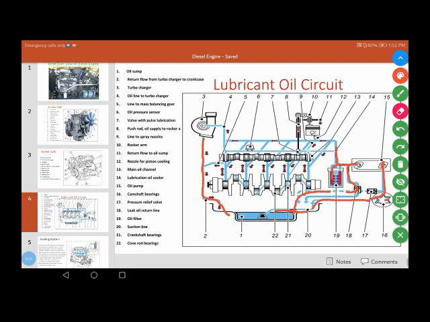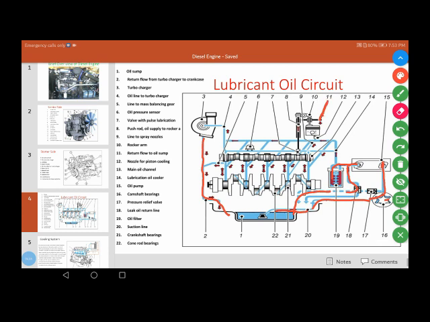Number 14 is the lubrication oil cooler. Here is the lubrication oil cooler, this area, and the oil goes to this side and then to this one, which is number 12. Number 12 is a nozzle for piston cooling. This nozzle cools the piston. And number 11 is the return flow to the sump.